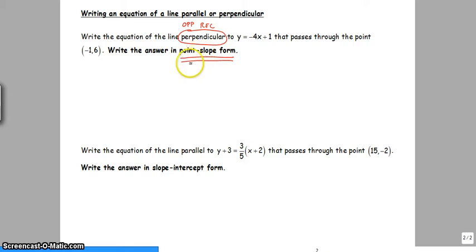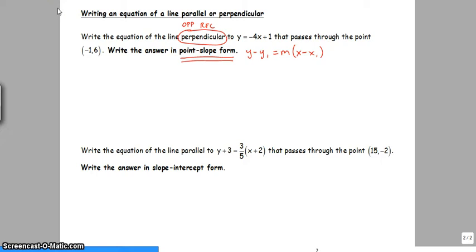Sometimes we'll have you write it in point-slope form. Sometimes we'll have you write it in slope-intercept form. Go ahead and write down what point-slope form is. Y minus y1 equals m times x minus x1. Once you get your answer in that form, you're done. There is no more steps.